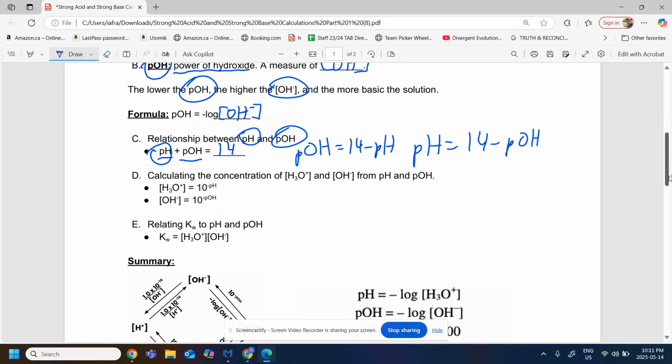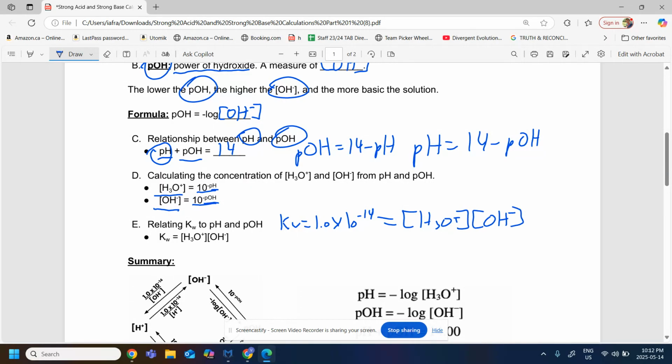You can also go the other way around. If you have the pH or pOH, you could figure out the concentration of H3O+ and OH- by basically reversing your log. So all you do to find the H3O+ is do 10 to the negative pH, and your OH- you find 10 to the negative pOH. Another relationship we saw in the previous lesson was the Kw relationship, where Kw, which is 1.0 times 10 to the negative 14, is equal to your concentration of H3O+. We could also write it as H+ times your concentration of OH-.